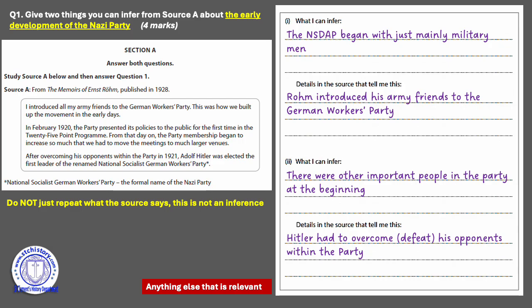All right, so as always, the mark scheme does say anything that's relevant can be rewarded, so just make sure that you're not just essentially copying from the source. Obviously you're going to try and pick out that bit of detail from the source, but the inference itself should not have any words from the question.